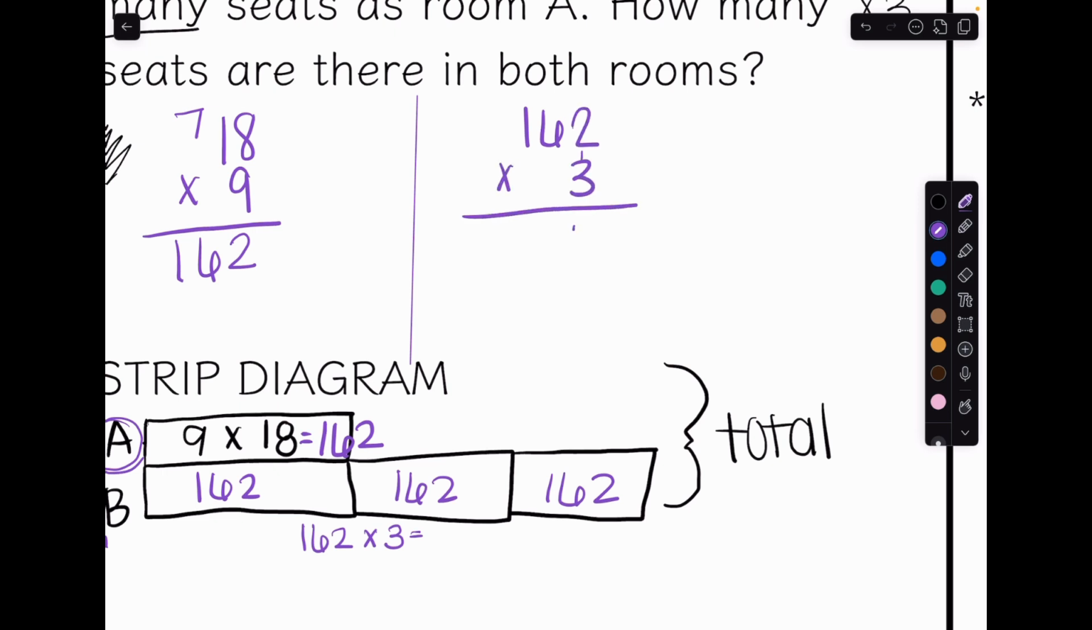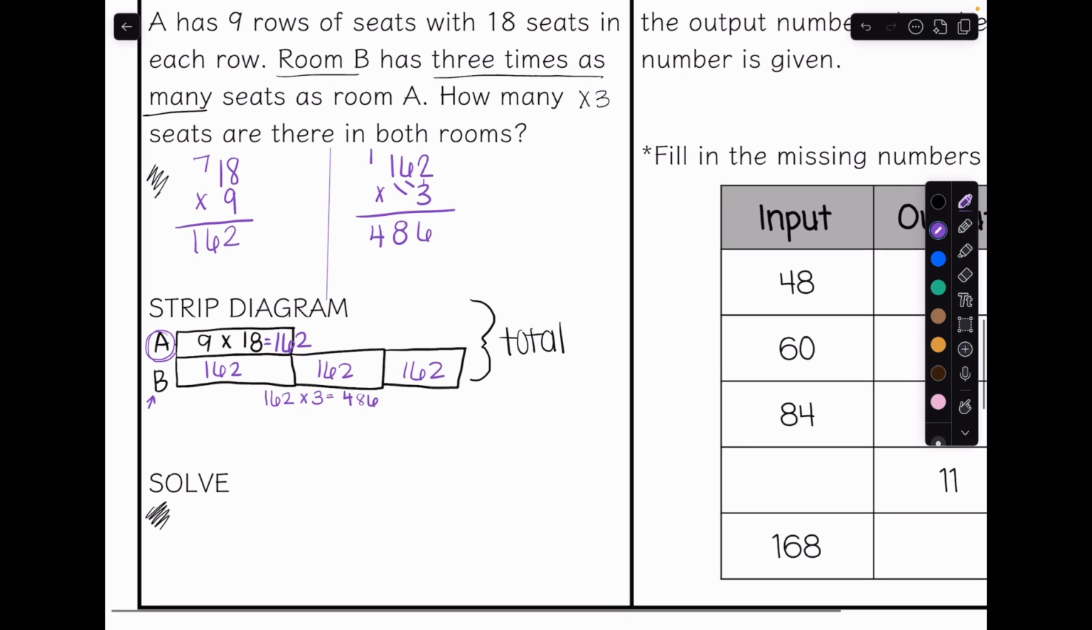3 times 2 equals 6. 3 times 6 equals 18. 3 times 1 equals 3 plus 1, 4. All right, so 486. Whew. But we are still not done because, again, our question says how many seats are there in both rooms?